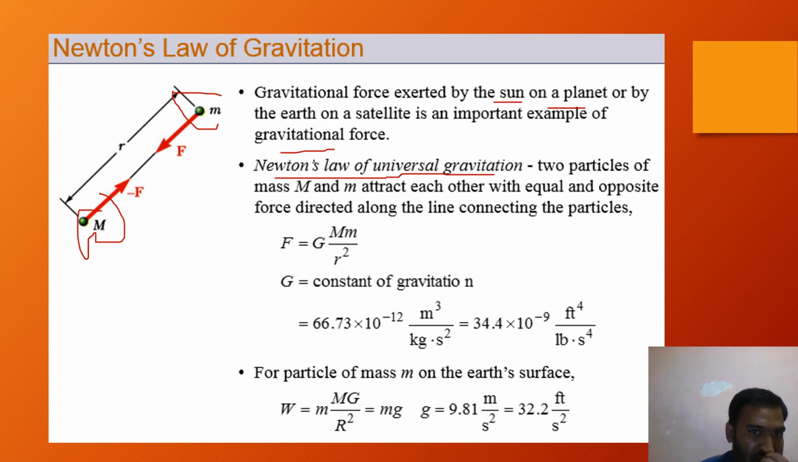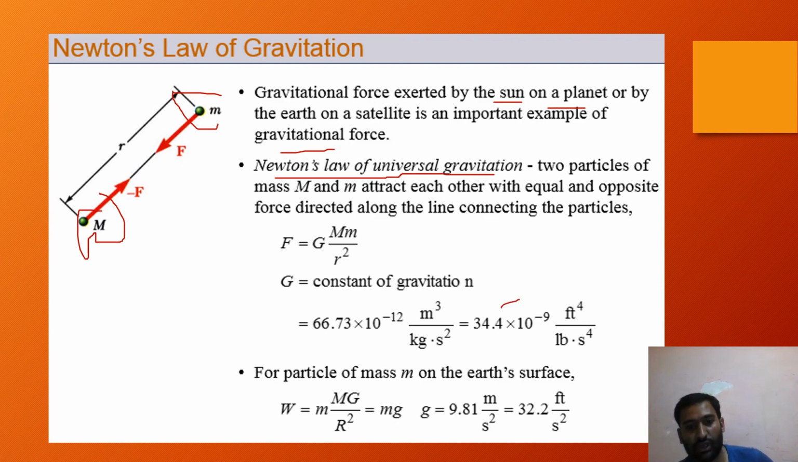You can see it here. F is equal to G M m over r squared. What is G? G is the gravitational constant, and this is the value of G in international units and in US units.